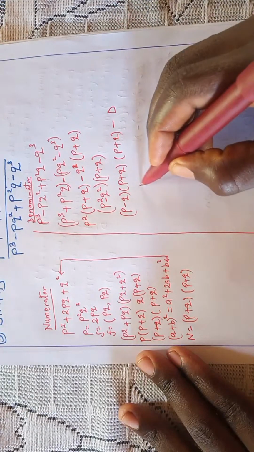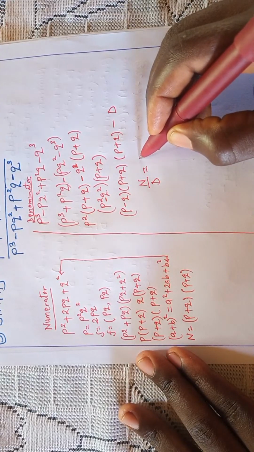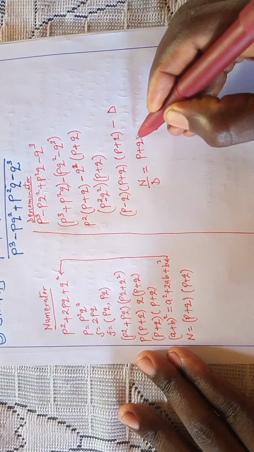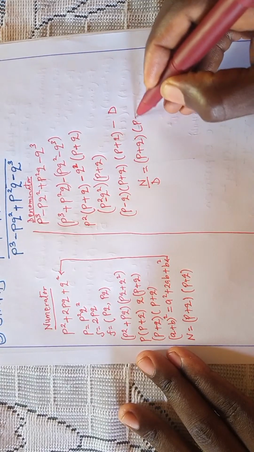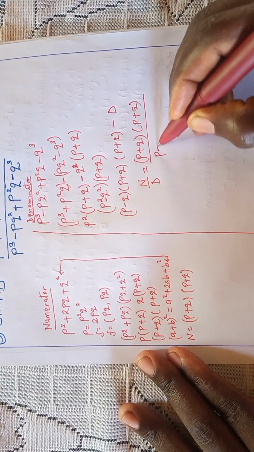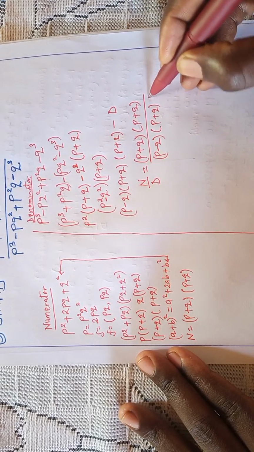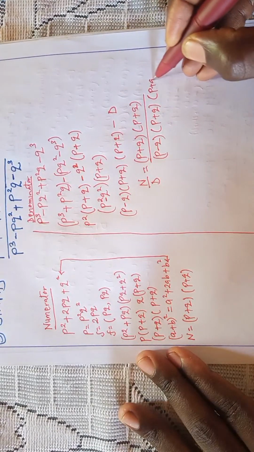Now, let us join the numerator and the denominator. We are going to have our numerator as p plus q. We multiply this by p plus q. We divide by the denominator, which is p minus q. We multiply by p plus q, and then we also multiply by p plus q.